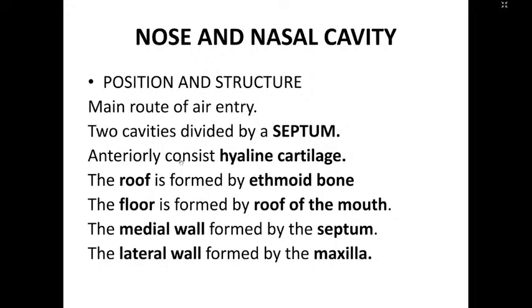And then anteriorly, there is a hyaline cartilage, okay, and the roof is formed by the ethmoid bone. Through this, the neurosurgeons approach the pituitary gland whenever there is a pituitary tumor. Then the floor is formed by the roof of the mouth. So the nose is above the mouth. So the roof of the mouth is the floor of the nasal cavity.